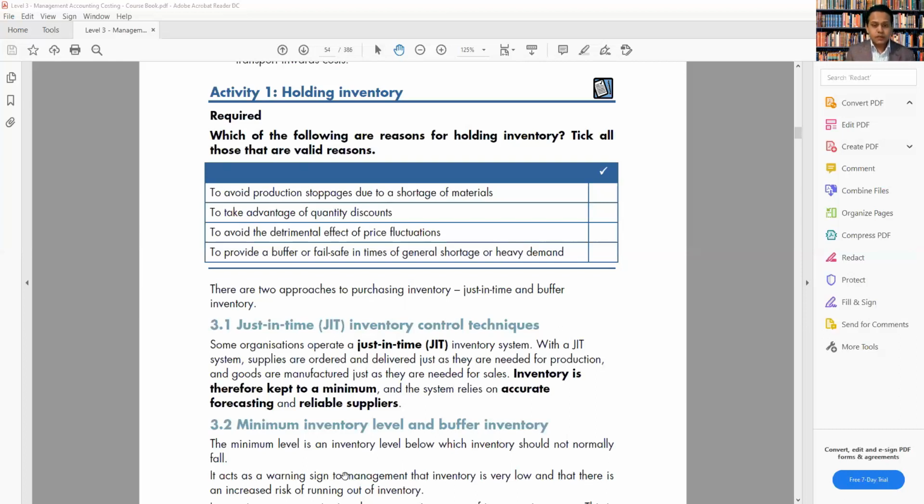Of course, the first one we can say is a valid reason. There is no doubt about that. Shortage of the material, this is the one. Number two, we can get a discount. Yes, that's true. Then price fluctuation. Yes, the price can go up, so we want to hold some material, and to fulfill the demand. So we can understand all the possible reasons we have, and because of all of those reasons, we try to keep some inventory in our stock.